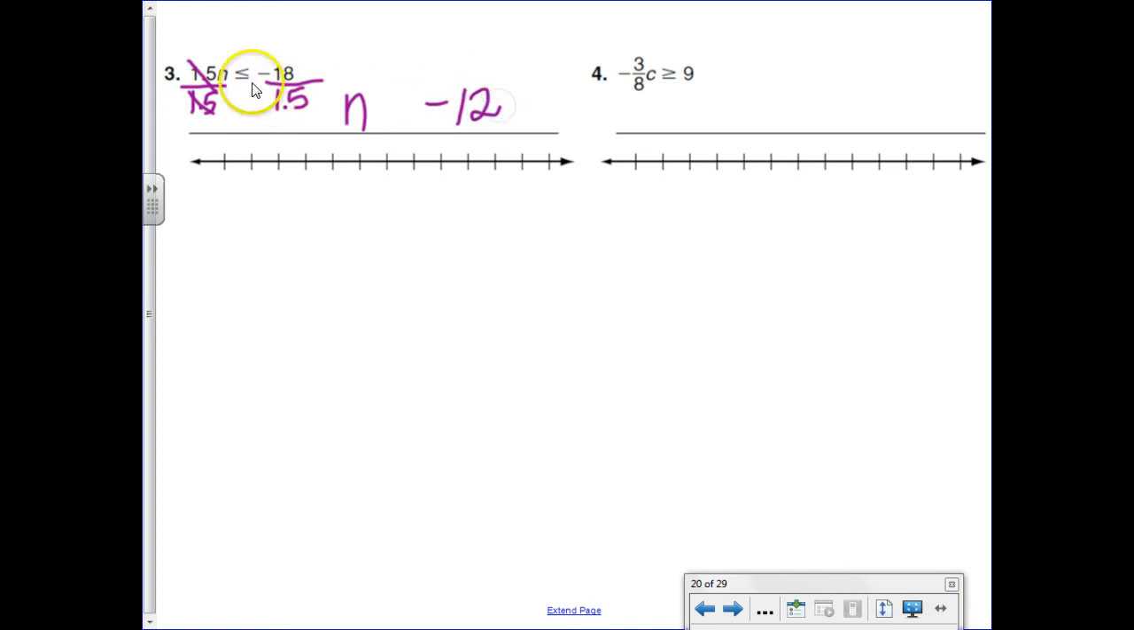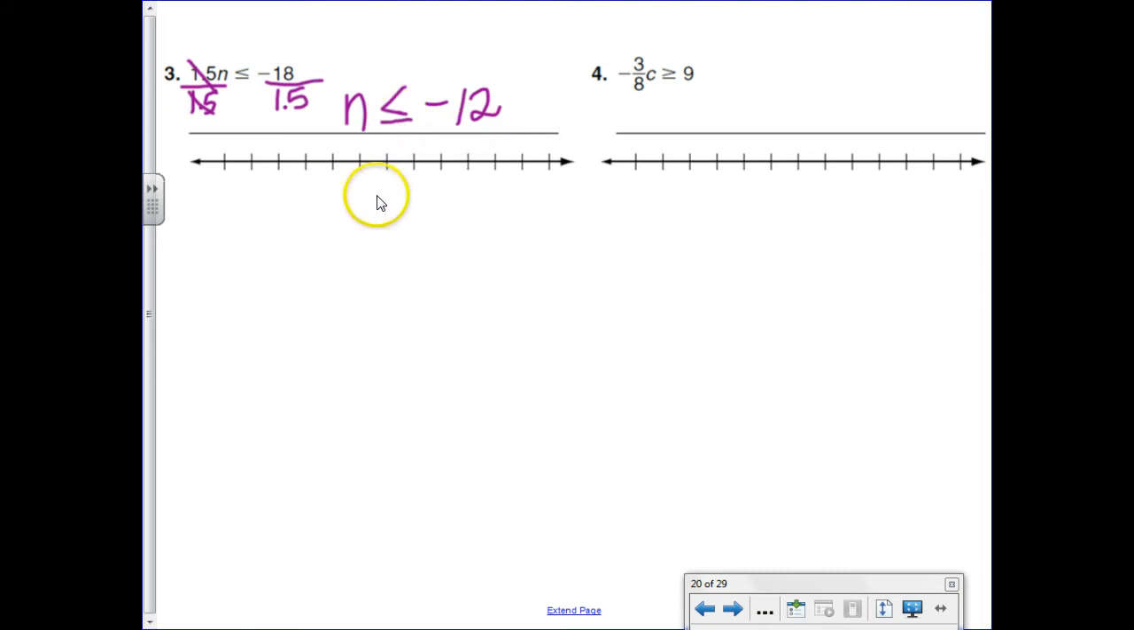And you have to ask yourself, flip or not to flip? In this one, you do not have to flip because you're dividing by a positive 1.5. So on this one, go ahead and think of it as just leaving it as less than or equal to. Go ahead and graph it on here.